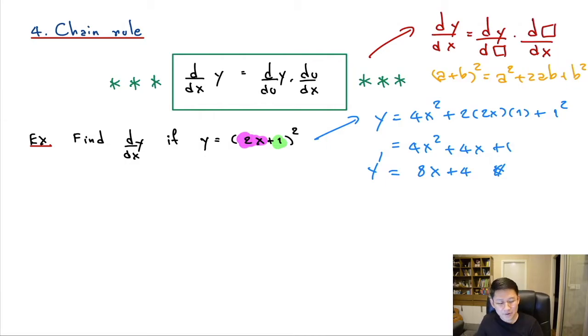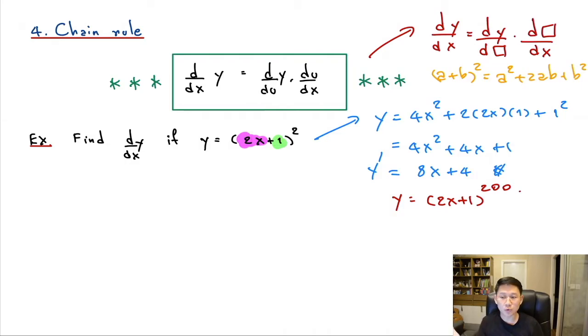But how about if I change the question to (2x plus 1) to the power of 200? That is troublesome, right? It's going to be a problem, because you don't want to compute (2x plus 1) to the power of 200. That would be a big problem. It would take you forever.